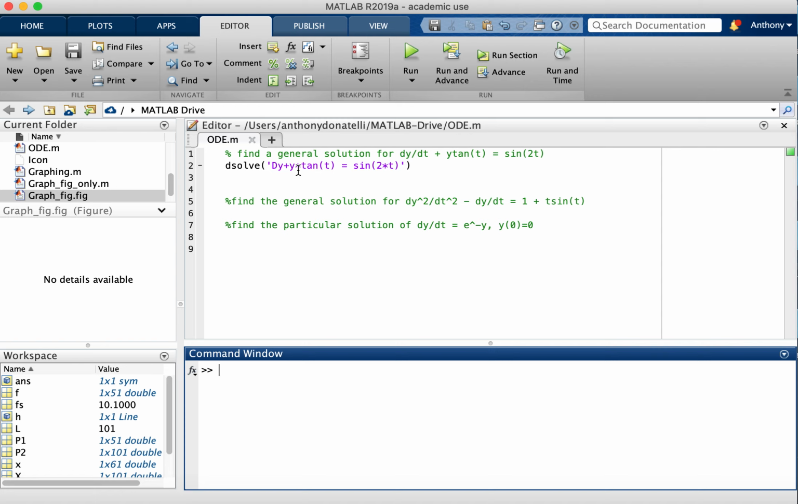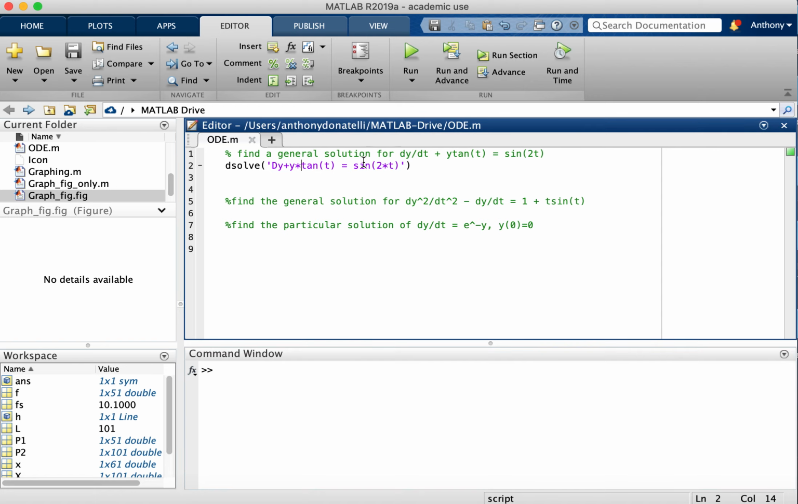and another thing is, don't forget the multiplication sign, because y tan of t is different from y times tan of t in MATLAB, so keep that in mind. I probably can run it without the multiplication in 2 times t, but for this case I'll just put 2 times t, and then we're just going to hit run and see what we come up with.